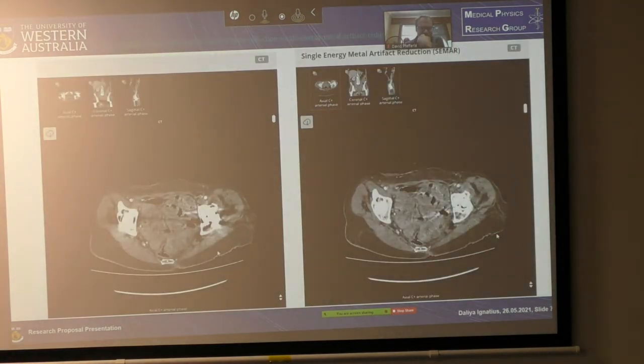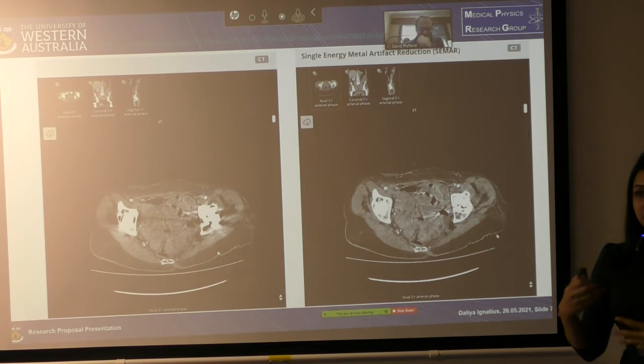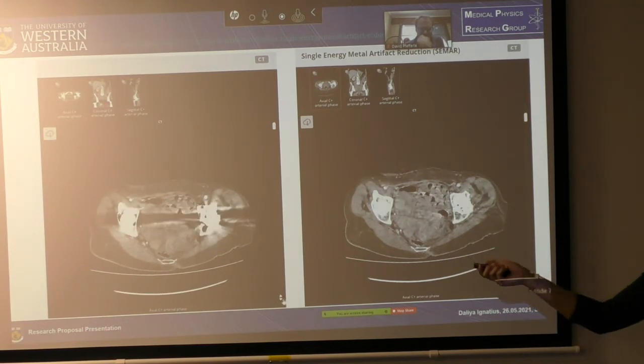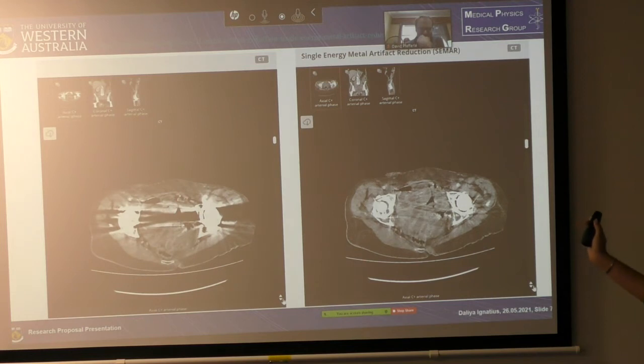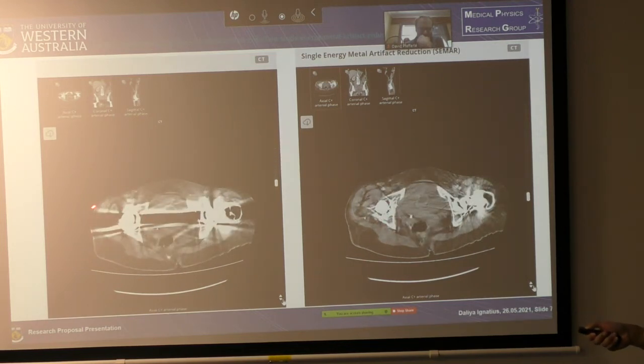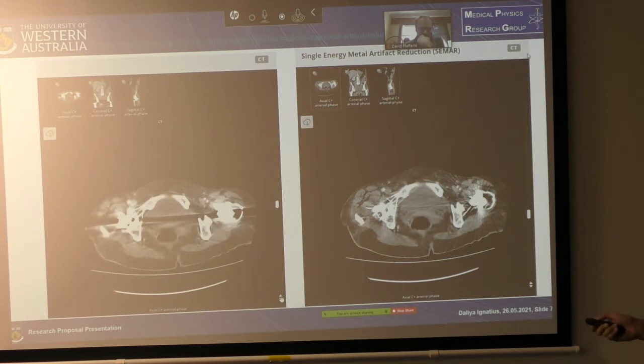So moving on, here are two videos that I've added in just for your benefit, so you can appreciate how SEMAR really plays. On the left here, it's CT slices without SEMAR processing, and on the right, it's CT slices with SEMAR processing, and you can see how much it reduces these bright and dark streak artifacts.